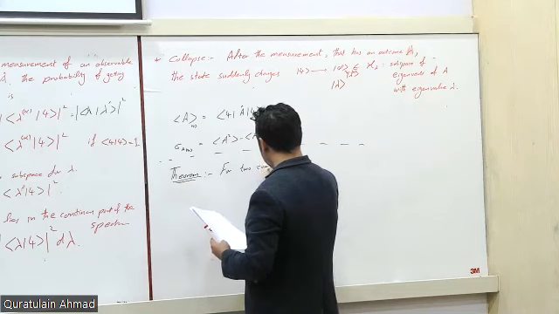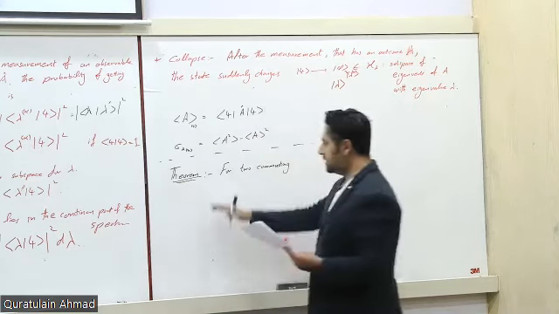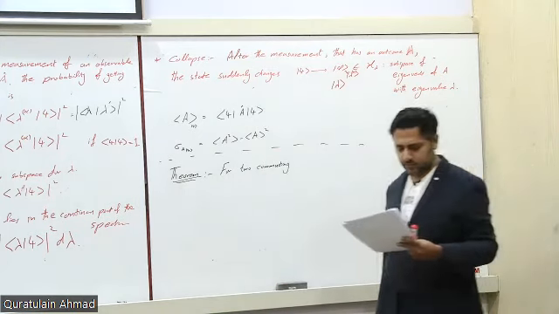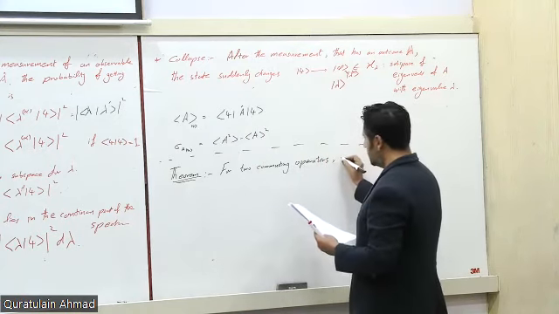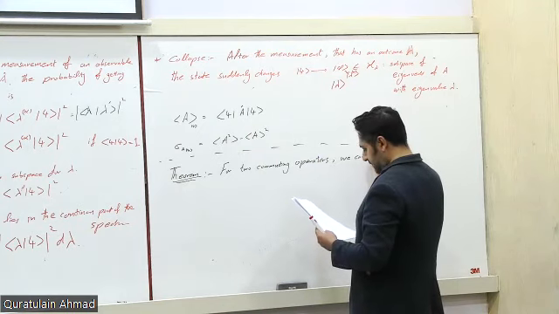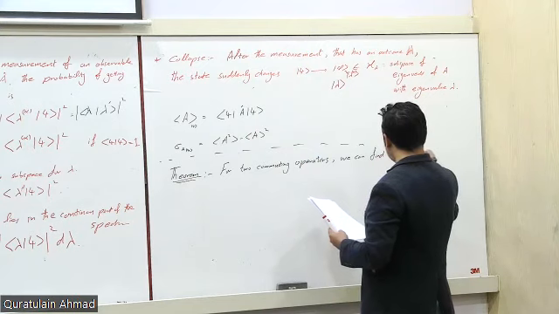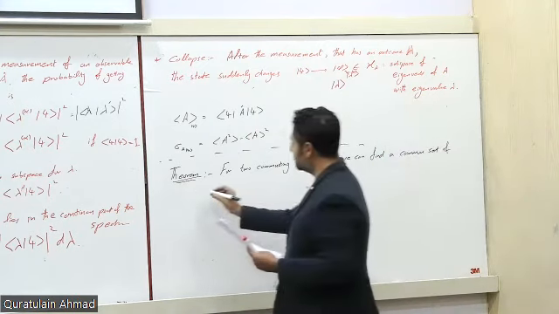For two commuting operators, it's actually when this thing does not hold that's the more interesting part. For two commuting operators, we can find a common set of eigenvectors.